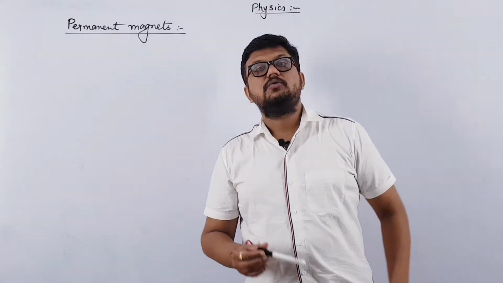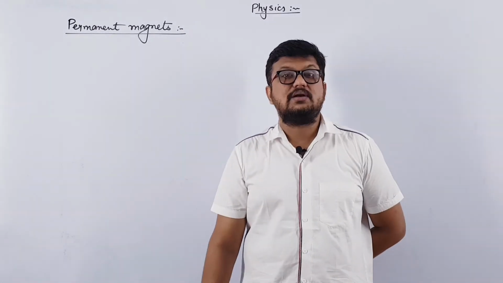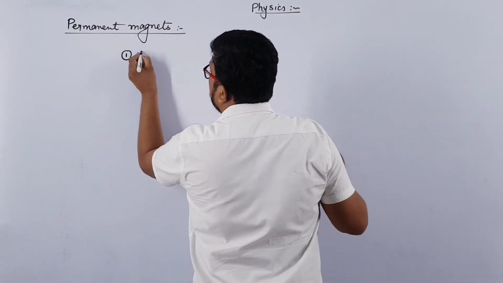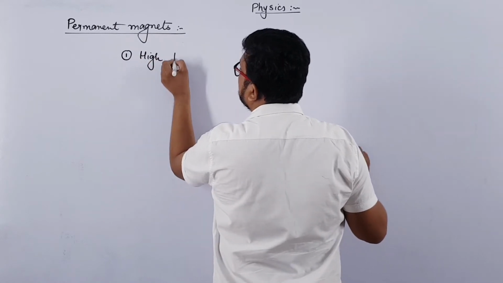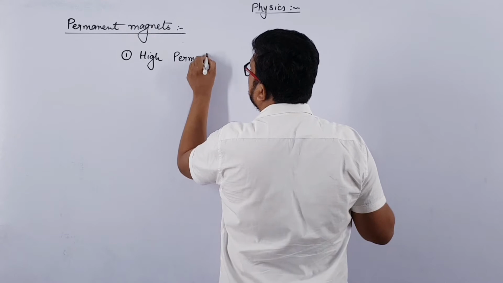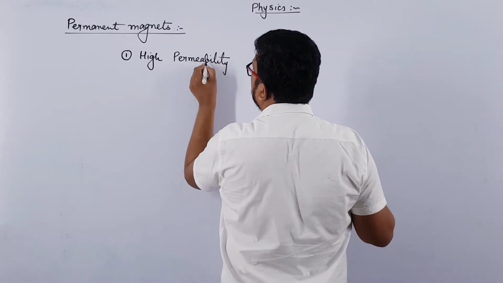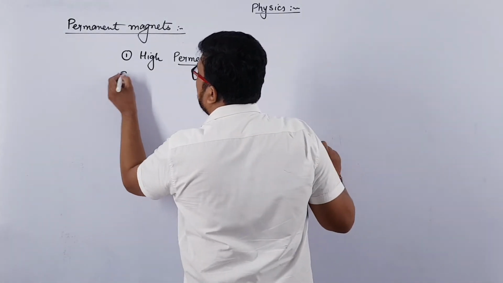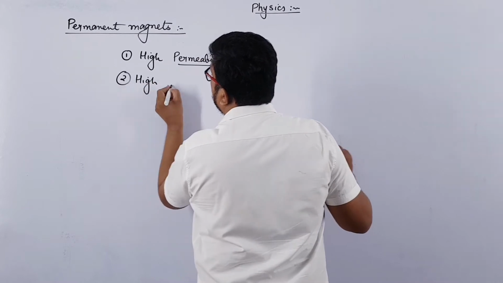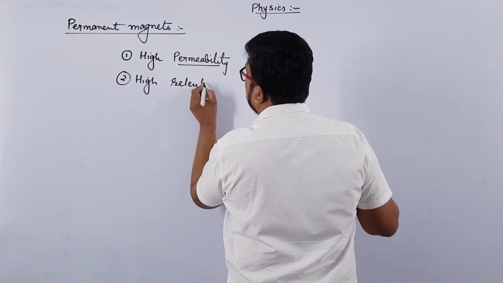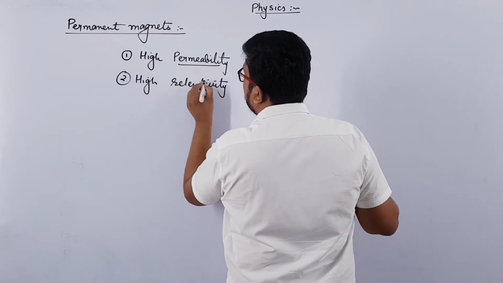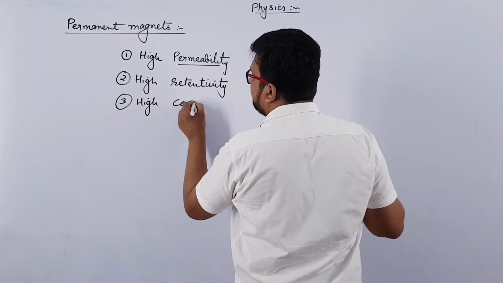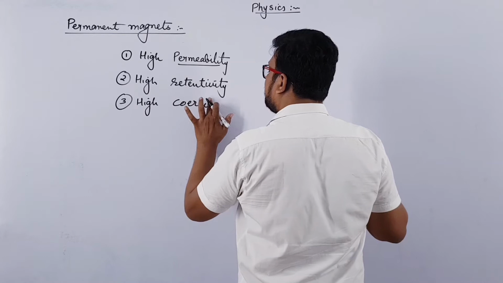Remember, in order to prepare a permanent magnet, we should select a material which has 3 qualities. First, it should have high permeability. The second is it should have high retentivity. And the third is it should have high coercivity.